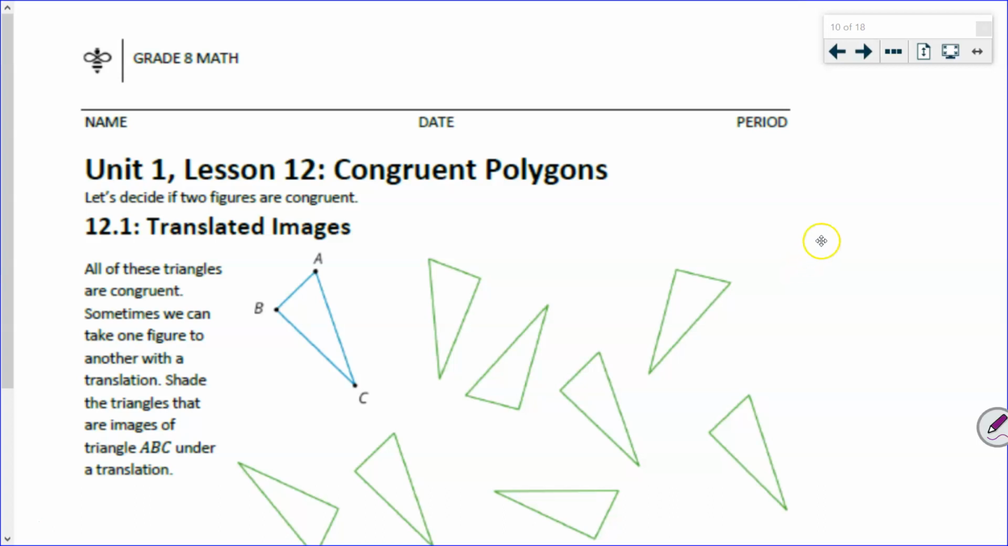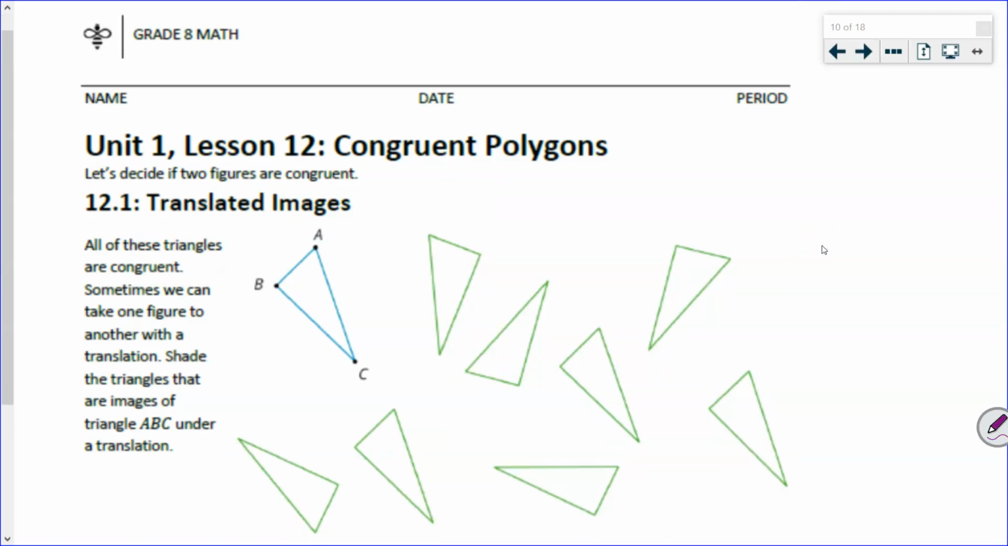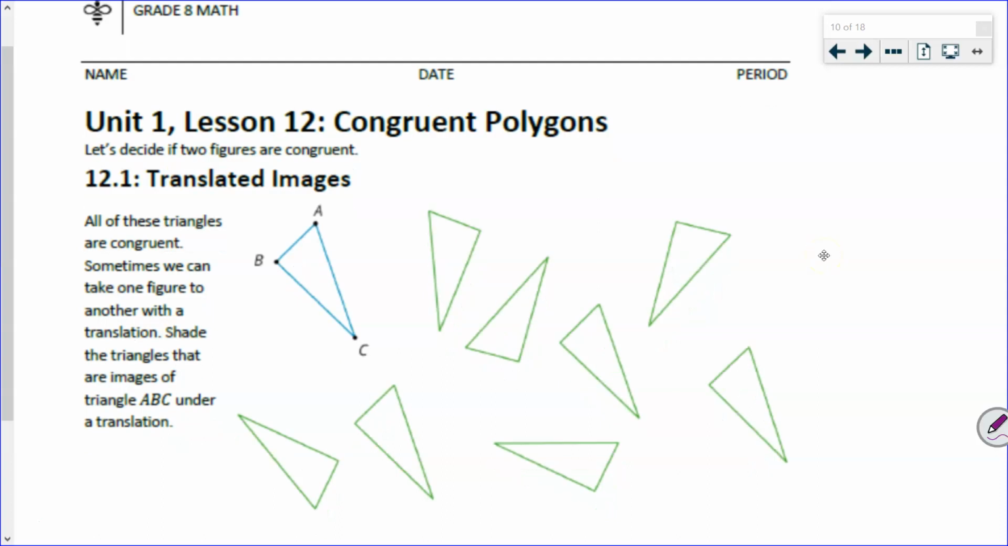To get us started, we have this warm-up, translated images. It says, all of these triangles are congruent. Sometimes we can take one figure to another with a translation. Shade the triangles that are images of triangle ABC under a translation. Online learners, pause the video to give yourself enough time to get this done. In-person learners, we're going to continue.